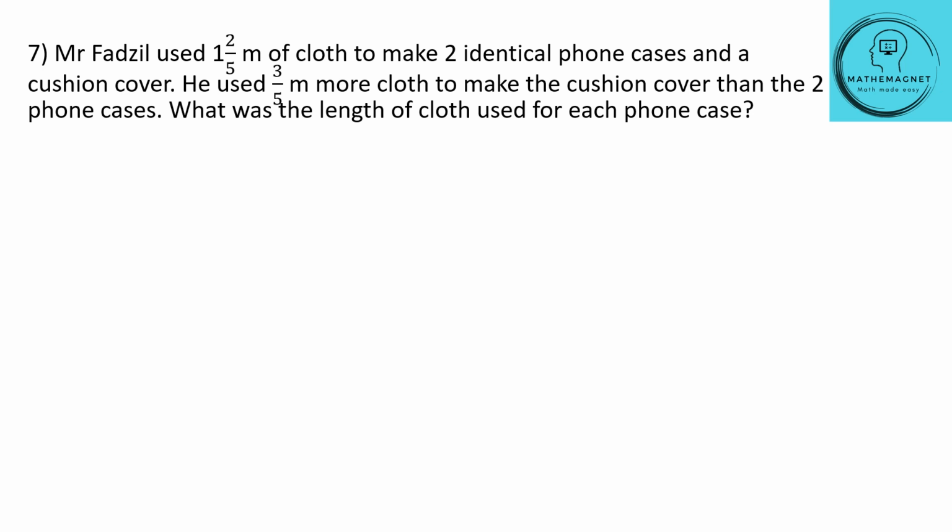So here we know the total length of the cloth, and he has made two identical phone cases and one cushion cover, and the amount of cloth that is used for the cushion cover is 3 by 5 meters more than the amount of cloth he has used for the two identical phone cases. Now they've asked us to find the length of cloth he has used for one phone case. So let us see how to solve this problem by starting by drawing the bar model.